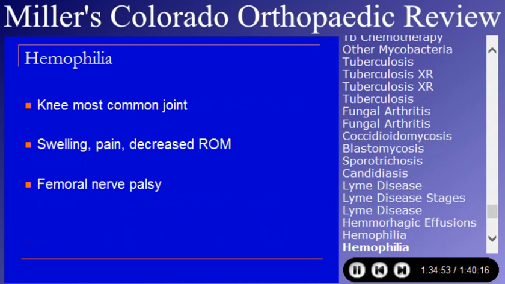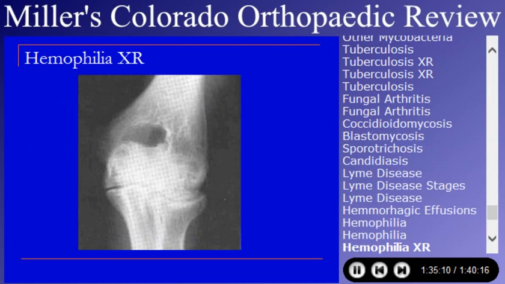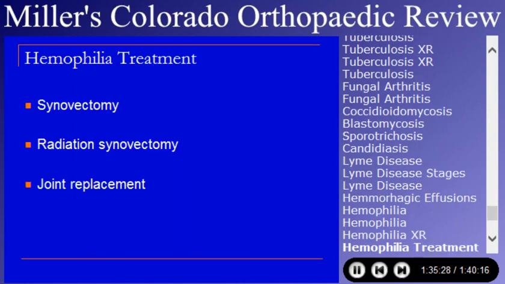Hemophiliacs can get bleeds into their psoas muscle and present with femoral nerve palsies, something else to keep in mind. And it hasn't been recently, but sometime over the last 10 years or so that showed up on an in-training. The joint is symmetrically destroyed. Generally, it is not a diagnostic problem. You are unlikely, as an orthopedist, to diagnose hemophilia in the emergency room, but you may well be asked to get involved in treating it. Treatments involve synovectomies, radiation synovectomies, and joint replacements.